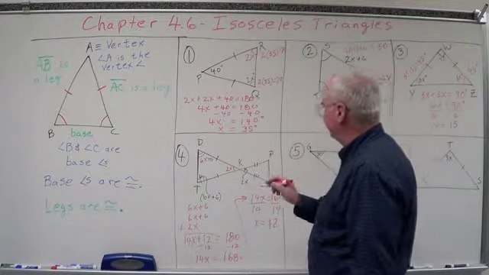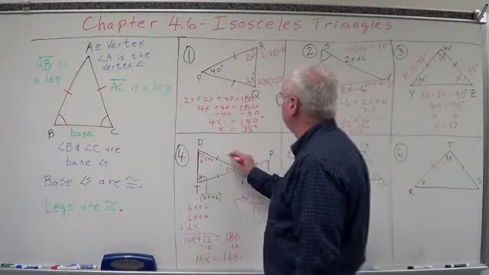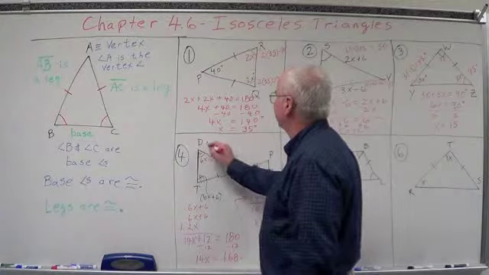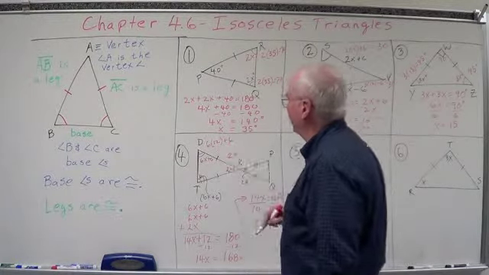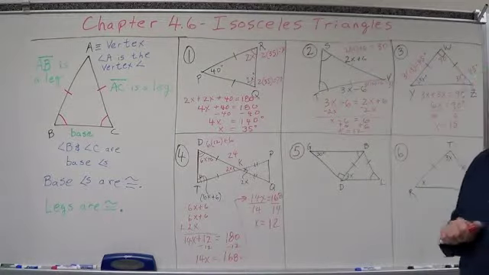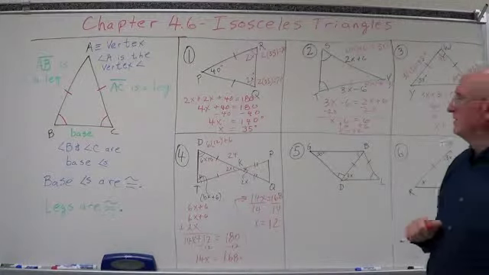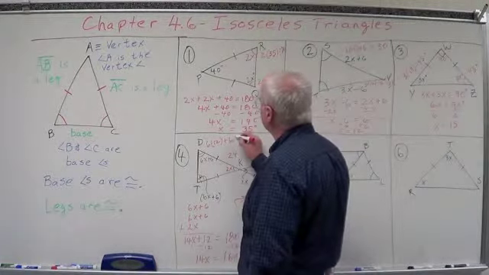Let's try it and see. 2 times 12 would be 24. 6 times 12 plus 6. What's 6 times 12? That's 72 plus 6, so this would equal 78.